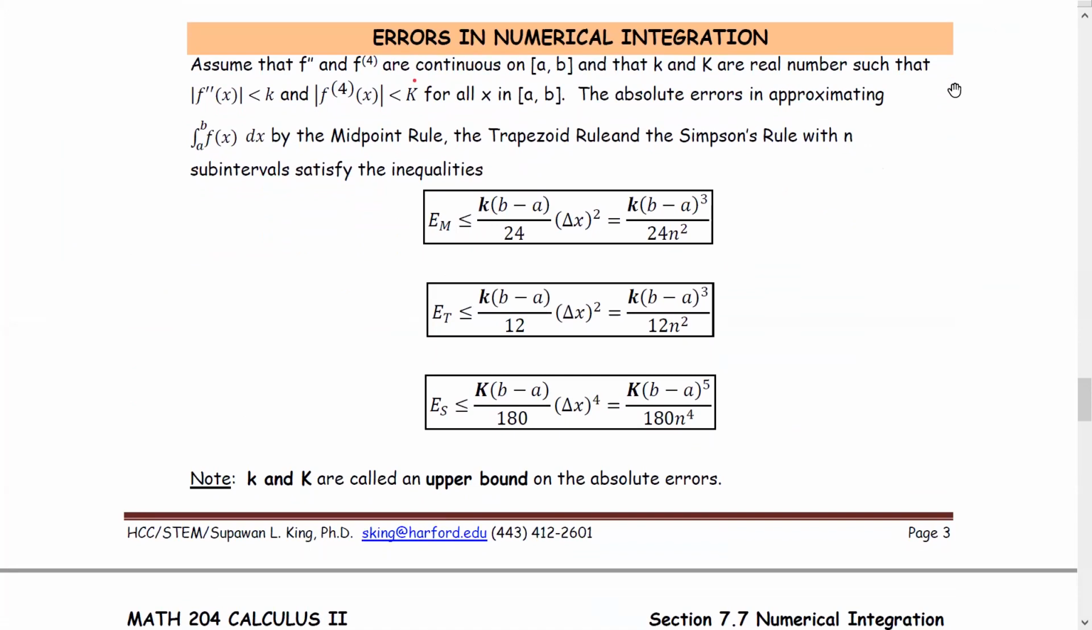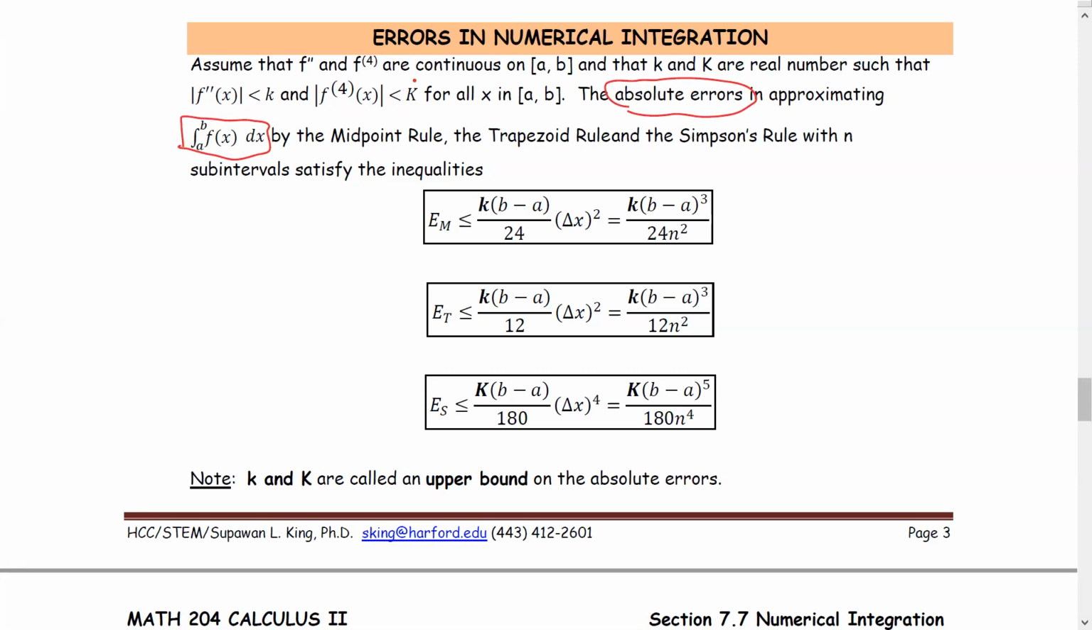Errors in numerical integration. Assume that the second derivative and the fourth derivative are continuous on the closed interval [a, b], and that the lowercase k and uppercase K are real numbers such that the absolute value of the second derivative of f is less than lowercase k, and the absolute value of the fourth derivative of f is less than uppercase K for all x in the closed interval [a, b]. The absolute errors in approximating the definite integral of the function f from a to b by the midpoint, trapezoid, and Simpson's rule with n subintervals satisfy the inequalities.